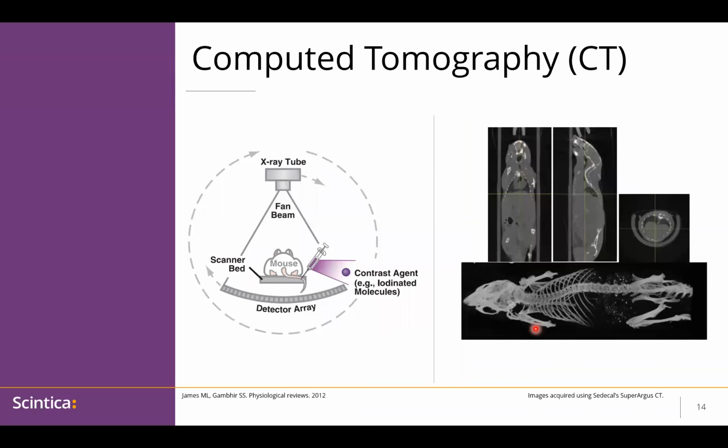Moving now to CT. In CT, we use an X-ray source and we move the detectors around the animal. This allows us to acquire a full 3D image of the animal.